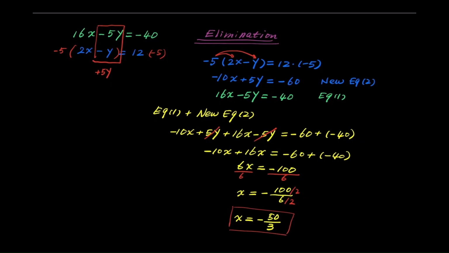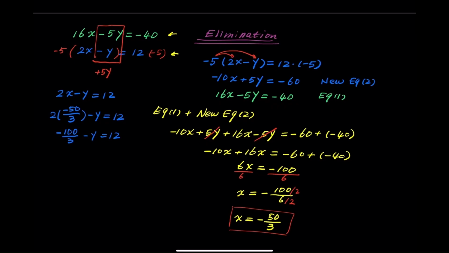Now let's try to find the value of y. We can substitute the x value back into either equation 1 or equation 2. Now let's use equation 2, which is simpler. Originally, the equation 2 is 2x minus y equals 12. So we can replace this x as negative 50 over 3, then minus y equals 12. Again, 2 multiplied by this fraction, we have negative 100 over 3, then minus y equals 12.